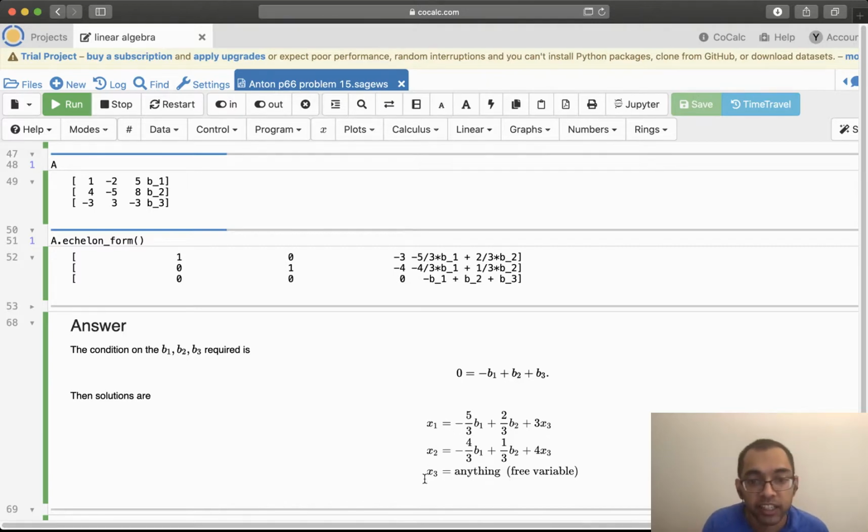And then x3 can be anything. That's what's called a free variable. Okay.